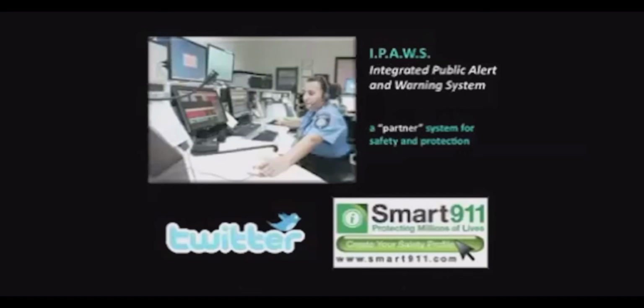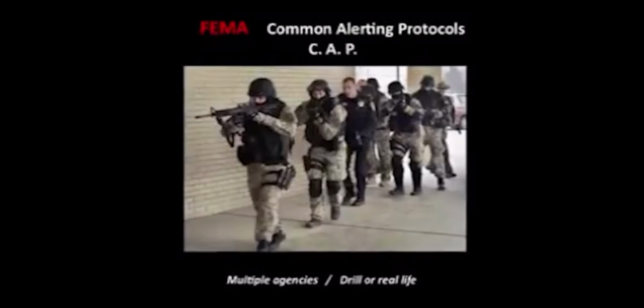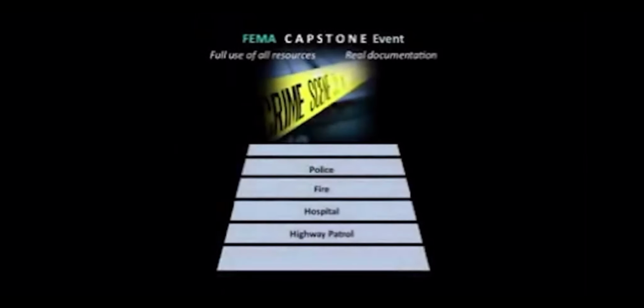The Department of Homeland Security conducts large-scale drills to test the IPAWS partner network, which includes law enforcement, emergency response, hospitals, media companies, and even Twitter. FEMA uses common alerting protocols called CAP. This is when multiple agencies go into motion. It can be a drill situation or a real-life event. Full use of all resources is called a capstone event.